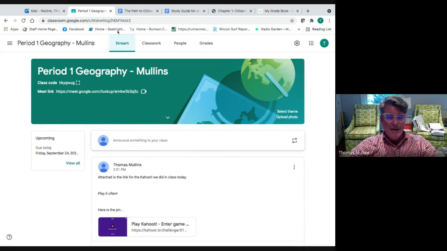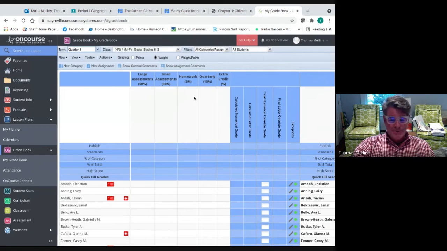As far as grades and grade books, Google Classroom is great for holding places and pushing work out to people. My grades themselves are kept in my grade book, which is on OnCourse. This is just a blank page that shows the breakdown. We have large assessments, projects, unit tests, things like that. We might have 2 or 3, maybe 4 unit tests a marking period, and hopefully about the same number of projects. They'll all be combined together, and that average will be 50% of the average for the marking period.